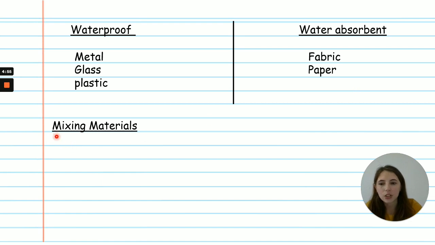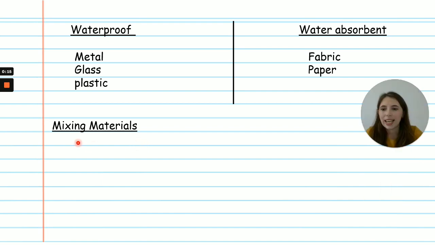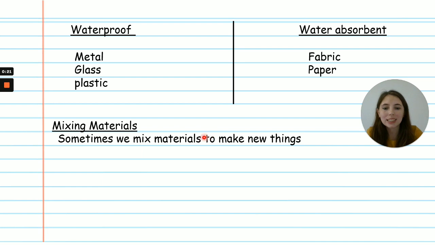And then we write down mixing materials. So write down mixing materials and then draw a line under mixing materials. So draw a line. Okay, so right after mixing materials, we write down: sometimes we mix materials to make new things. So write down this one. Sometimes we mix materials to make new things.